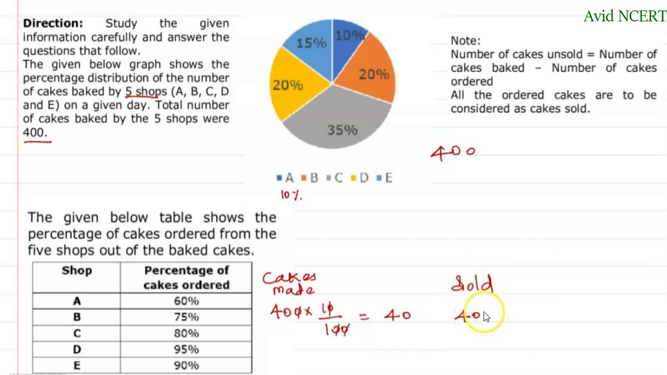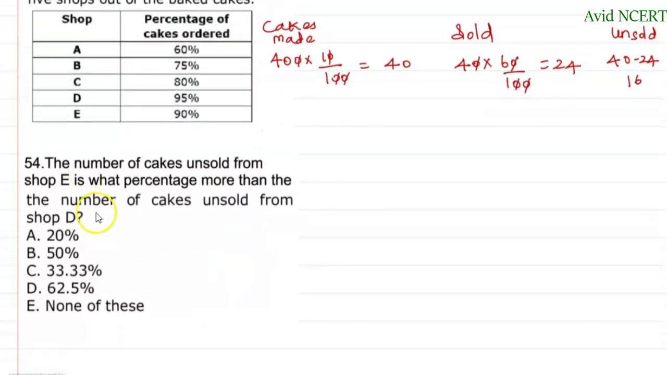Out of these 40 cakes, 60%, just 60 by 100. Again the zeros get cancelled. Just 6 times 4 is 24. Which is, out of the 40 cakes they made, they sold 24 cakes. Which means the unsold cakes are 40 minus 24, which is 16. So 16 cakes were unsold. So this is the data we are going to find for the rest of the shops. Let's find this data for the rest of the shops before solving this problem.